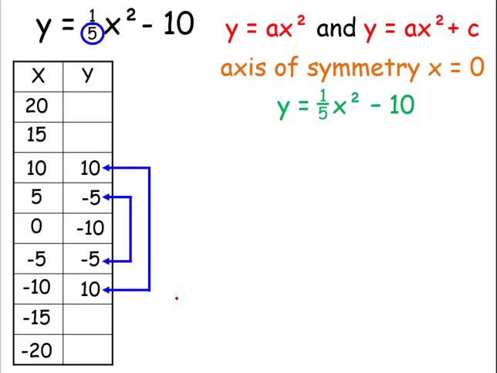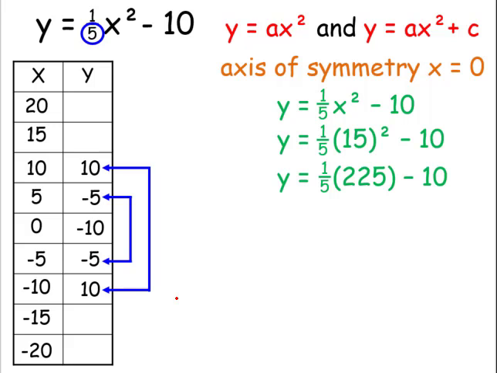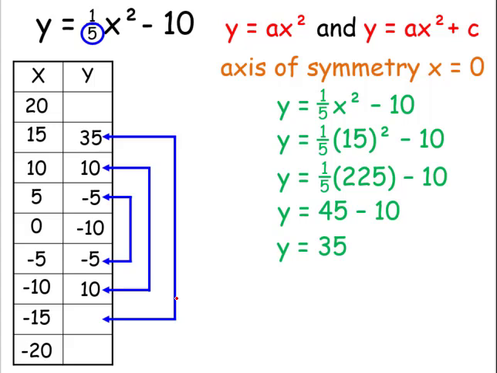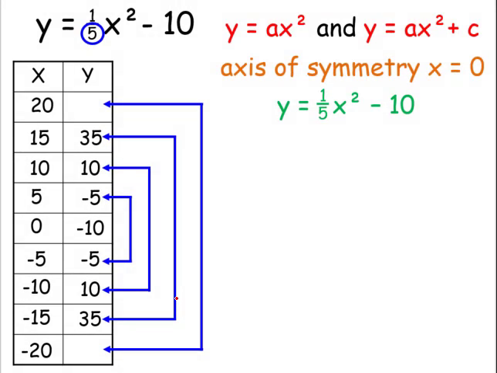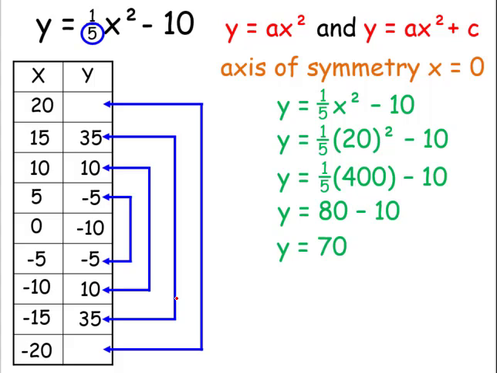Now we'll substitute 15. Since that's 35, the other side will also be 35. And now we'll substitute 20, and this will leave us with 70. Since that's 70, this will also be 70.